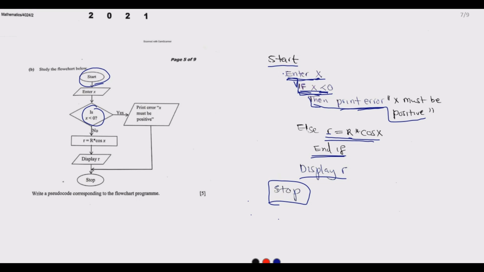Notice the indenting. The start and the stop should be in the same line. Then we indent, and because this is feeding here, we indent again. Then, if no, this should be in the same line, to proceed to this one. After that, calculate this. After calculating, it should end this calculation. After it ends this calculation, proceed to displaying. After you display, you can stop, which is the same line. So indenting is very important. This is how we deal with question 5.